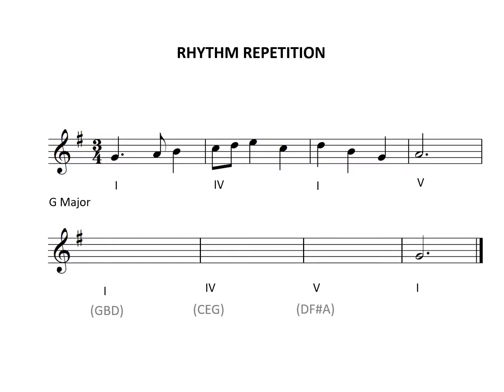Rhythm repetition is a good tool for creating a contrasting period. The answer phrase must be different from the question phrase, but it should be similar in style. This can be achieved by repeating rhythms from the question phrase. Here's a sample answer phrase using rhythm repetition. You can see that we're using the rhythmic motive from bar 1 to create the answer phrase.